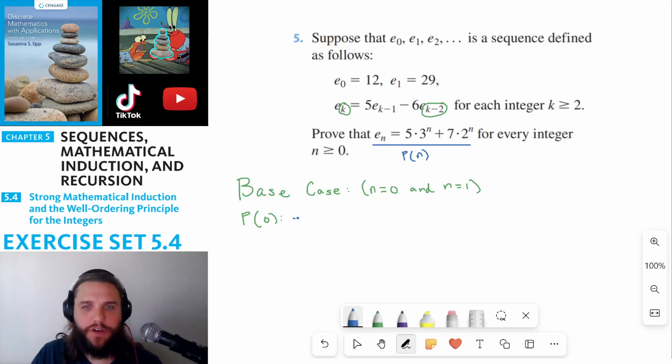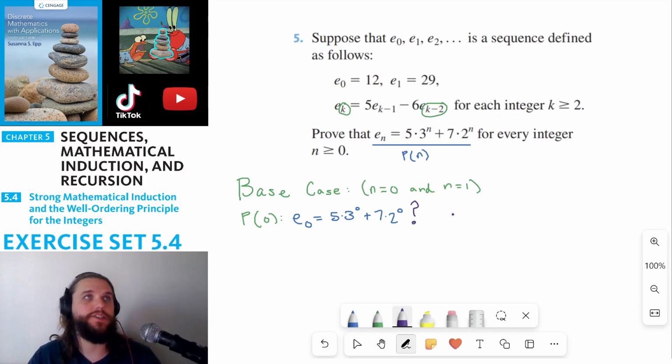And so p of 0 would say specifically that e sub 0 equals 5 times 3 to the 0 plus 7 times 2 to the 0. Now, I'm going to put a question mark here because this is the thing that we want to show. We want to show that this is true. So I put a question mark there to avoid asserting any truth value. A question cannot be true or false by the definition of a statement. So let's show that this is true.